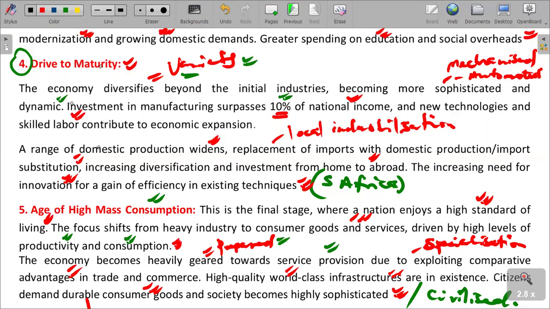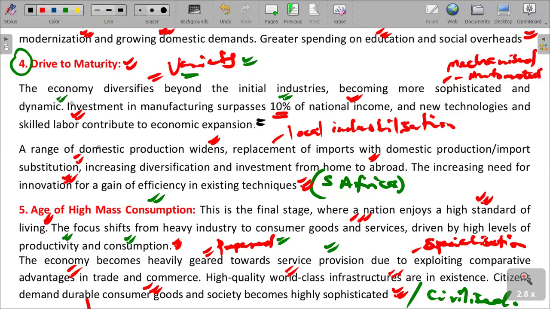We have got investment in manufacturing that basically surpasses 10% of the national income a country is making, and new technologies and skilled labor contribute to economic what? Expansion. So if a country can have an investment of such an amount of money in new technologies, we are talking about improvement in what? In industrialization. So the range of domestic production widens.